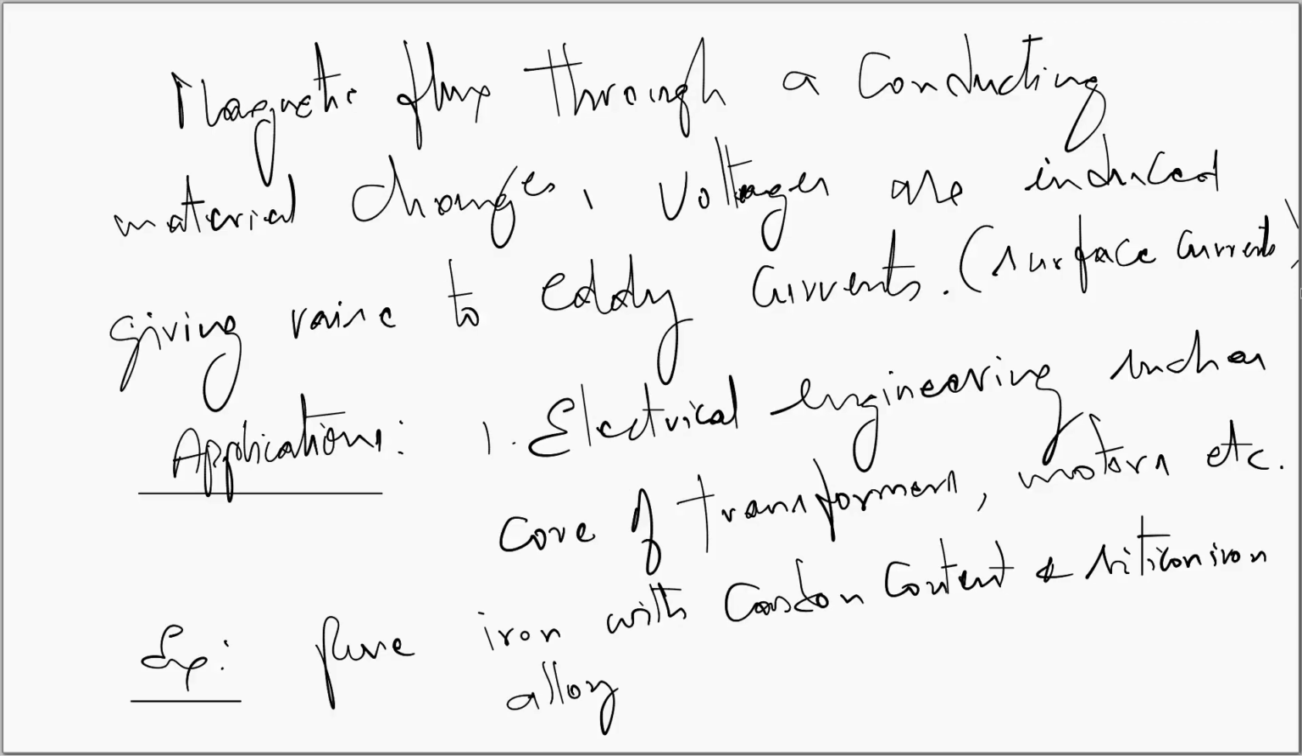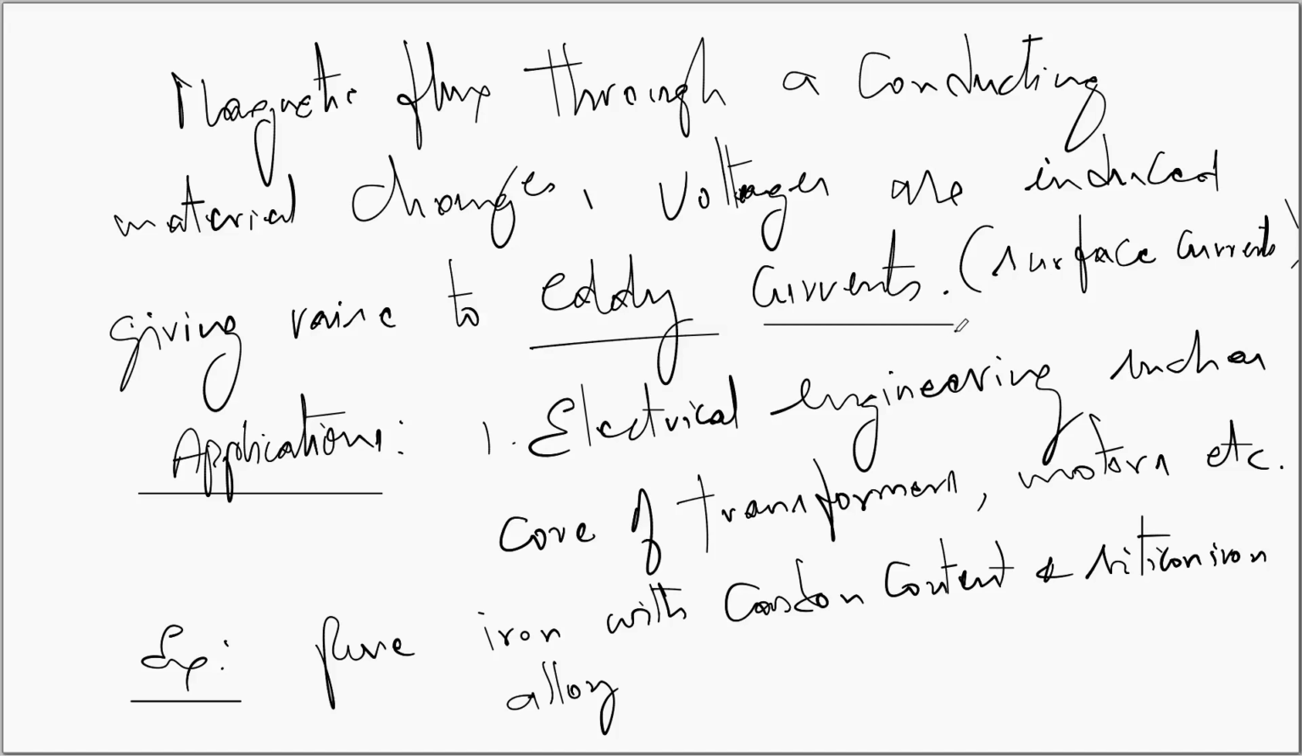There are two different mechanisms using which the losses in soft magnetic materials can be explained. The first one is the hysteresis losses. The second one is losses due to the eddy currents. The eddy current losses occur because when the magnetic flux through a conducting material changes, voltages are induced, and these voltages give rise to the eddy currents or the surface currents. Because of these surface currents, energy is lost in the form of heat. So this is the second major contributor for the losses in magnetic materials.